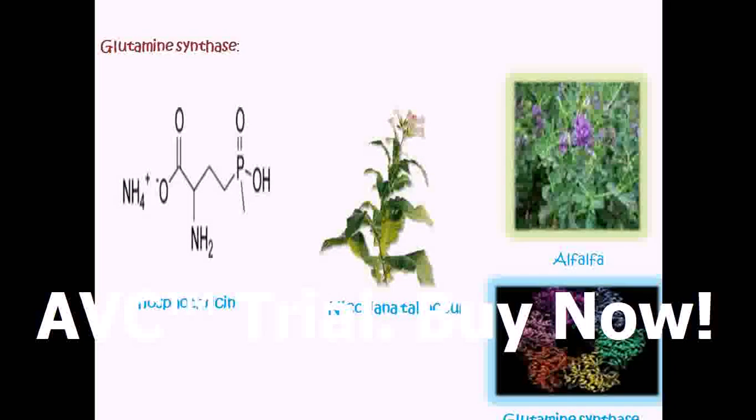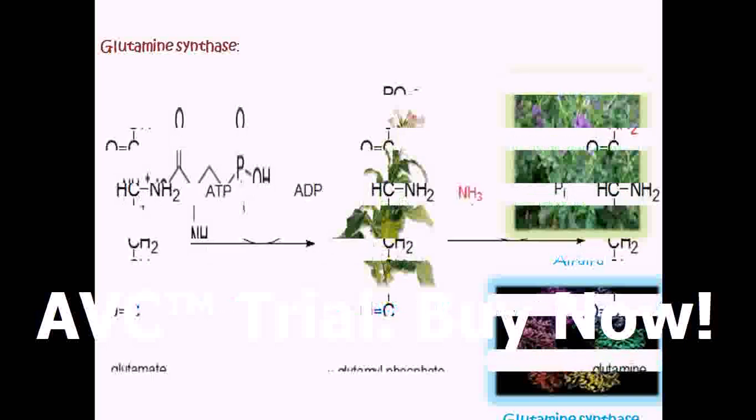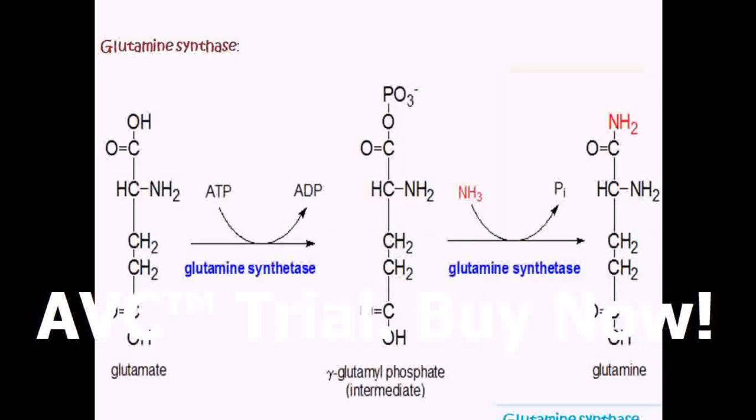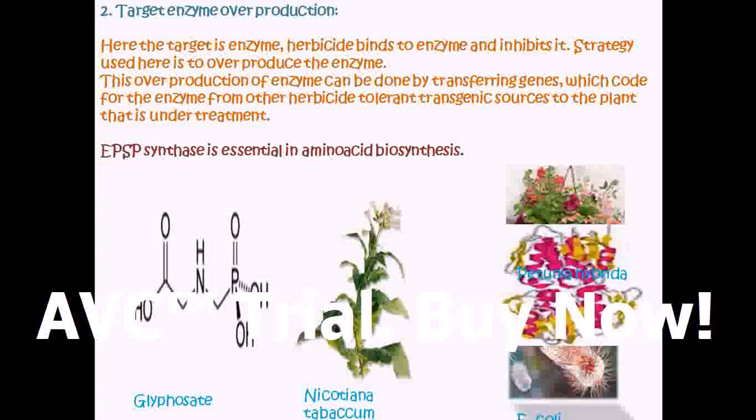The next example is glutamine synthase. Here the gene sources are alfalfa. We take this gene source and introduce it into Nicotiana tabacum, which overproduces the glutamine synthase enzyme, as a result of which we have resistance towards the phosphinothricin herbicide.